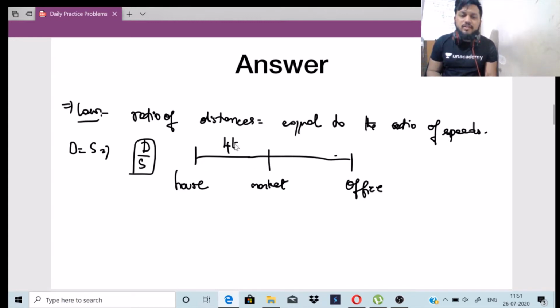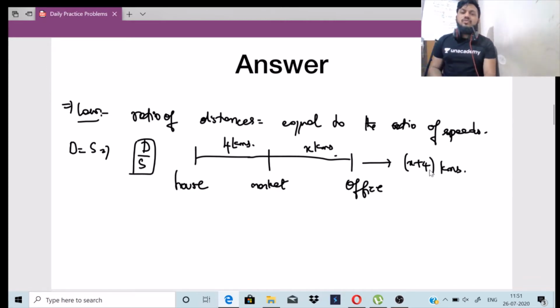4 kilometers, right? So let us take this as x kilometers. So what will be the total? The total distance from the house to the office will be x plus 4 kilometers, right? So they have told the time of walking is 5 times the time of driving.